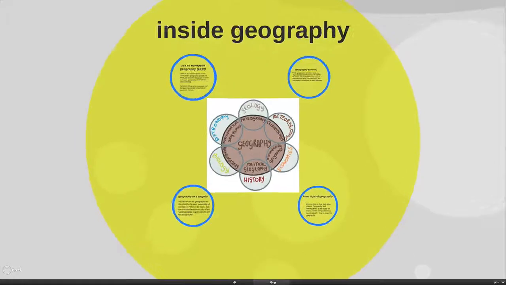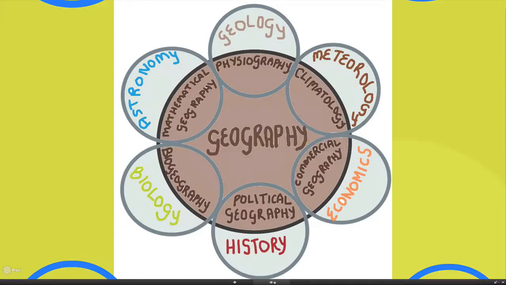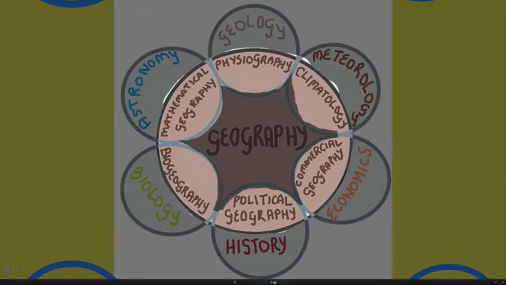Now, to do this, I've gone all the way back to 1919, and I think this is a particularly wonderfully profound account of how geography is actually made up. And the first thing you notice is that there's a number of other specializations outside of geography that are crucial in their own right. Biology, history, economics, meteorology, geology, astronomy. And the argument is that all of those disciplines in their own right have a crossover point where geography takes something from them, uses them in a certain way.